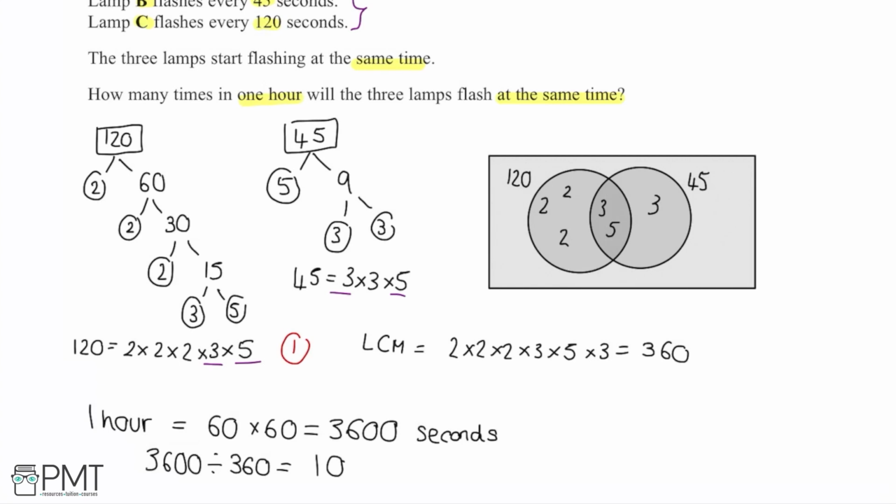The second mark is for a process to find the number of times using the lowest common multiple. So this part here, 3,600 divided by 360. So you're using the lowest common multiple value that you've calculated and taking the number of seconds in an hour and dividing it by the lowest common multiple. And then the final mark is for the correct answer here of 10, and that gets you your third and final mark for this question.